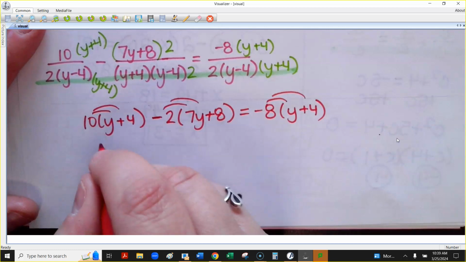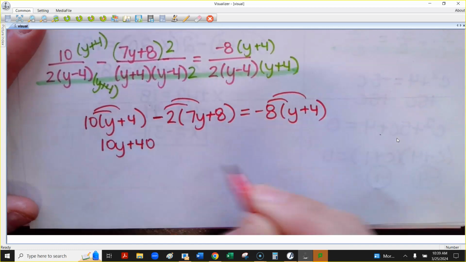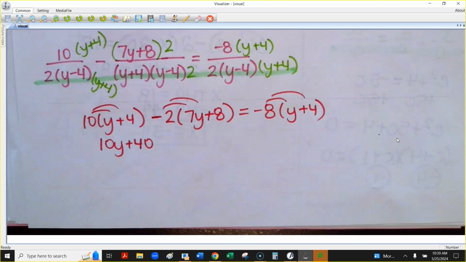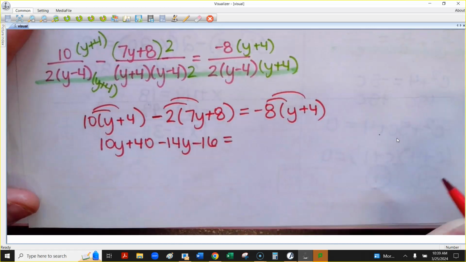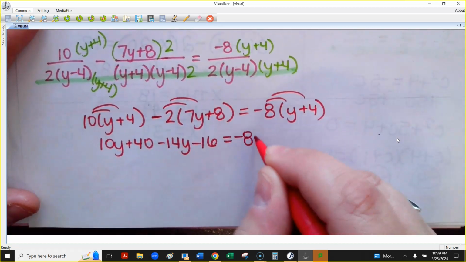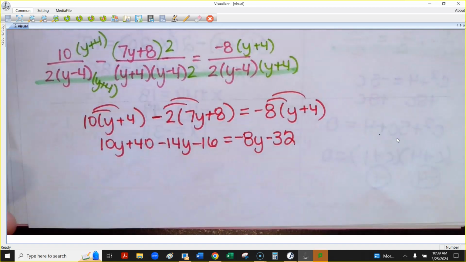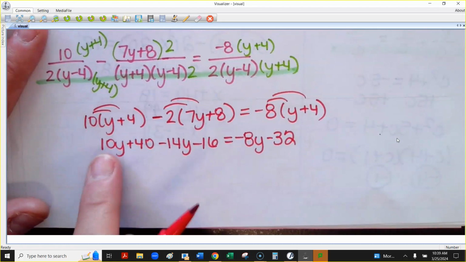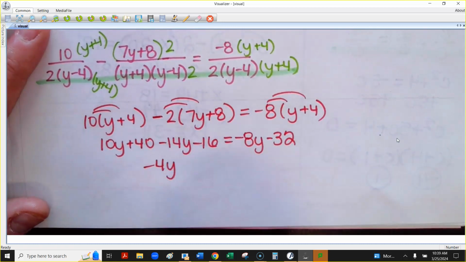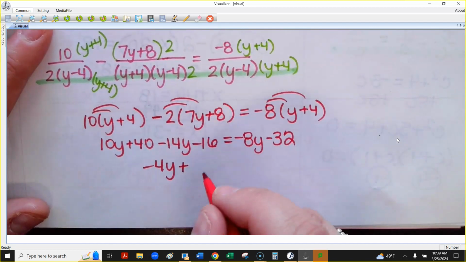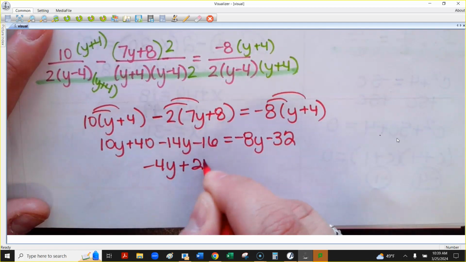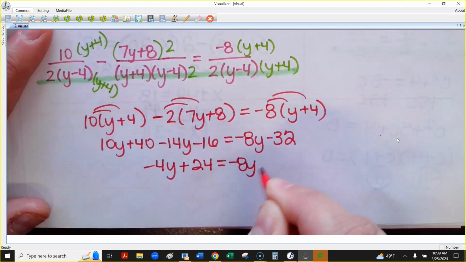All right, so I'm going to get 10y plus 40. Now, I'm going to distribute that subtraction, so just distribute that as a negative 2, and that'll take care of the subtraction. So minus 14y minus 16. The other side would be negative 8y minus 32. If it's me, I just want to combine like terms on that left side real quick. So 10 minus 14, you got negative 4. And 40 minus 16 is 24.